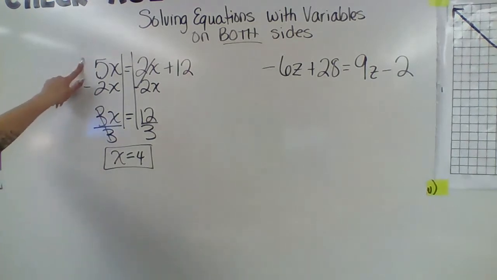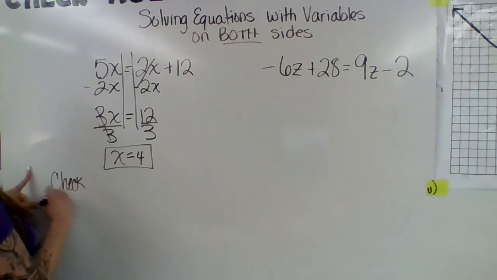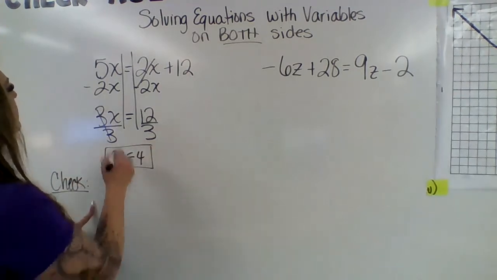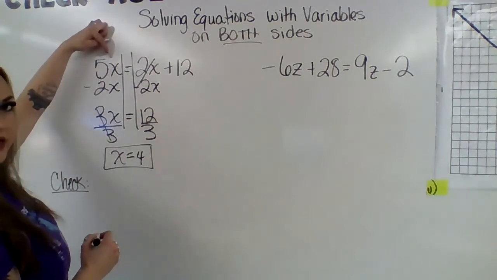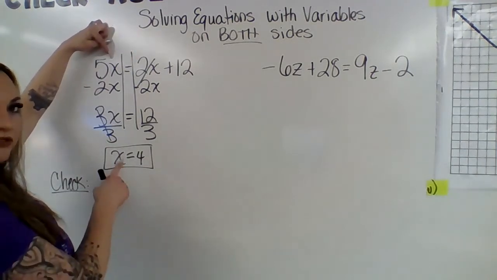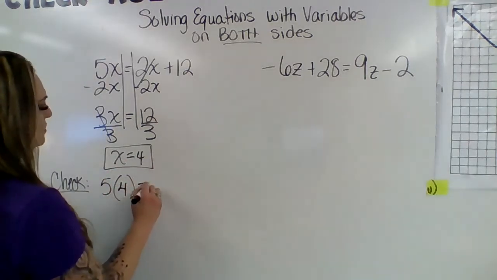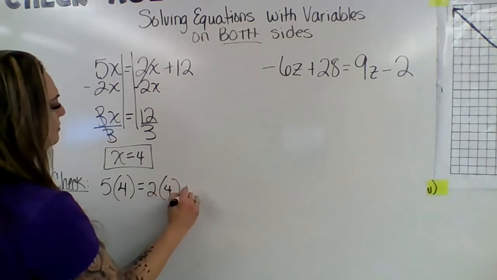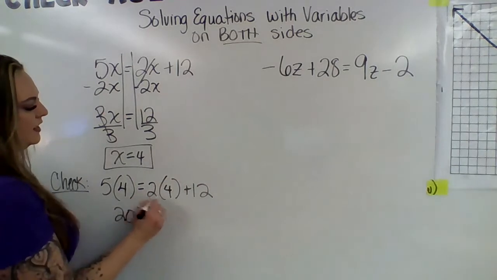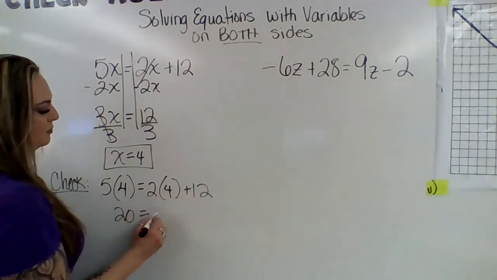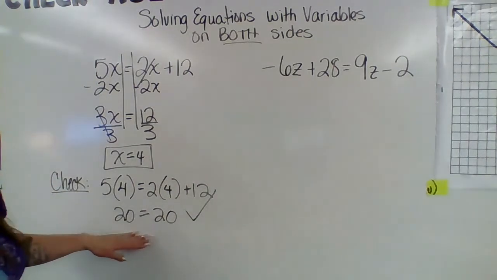Now, we need to come back and check our answer. That's important in case we've made a mistake. We won't know unless we check. So we're going to rewrite this, and anytime that we see an x, we're going to replace it with the 4. So we have 5 times 4 equals 2 times 4 plus 12. 5 times 4 is 20. 2 times 4 is 8, and 8 plus 12 equals 20. So we can see that we solved this correctly.